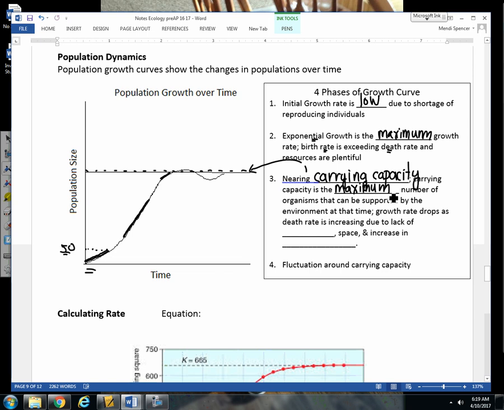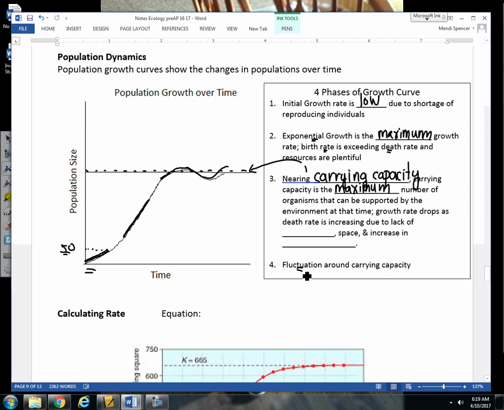Now you can see that our line goes up and it kind of overshoots carrying capacity, and then it goes below and above and so on. Now, this is called fluctuation, and our population normally fluctuates around that carrying capacity.